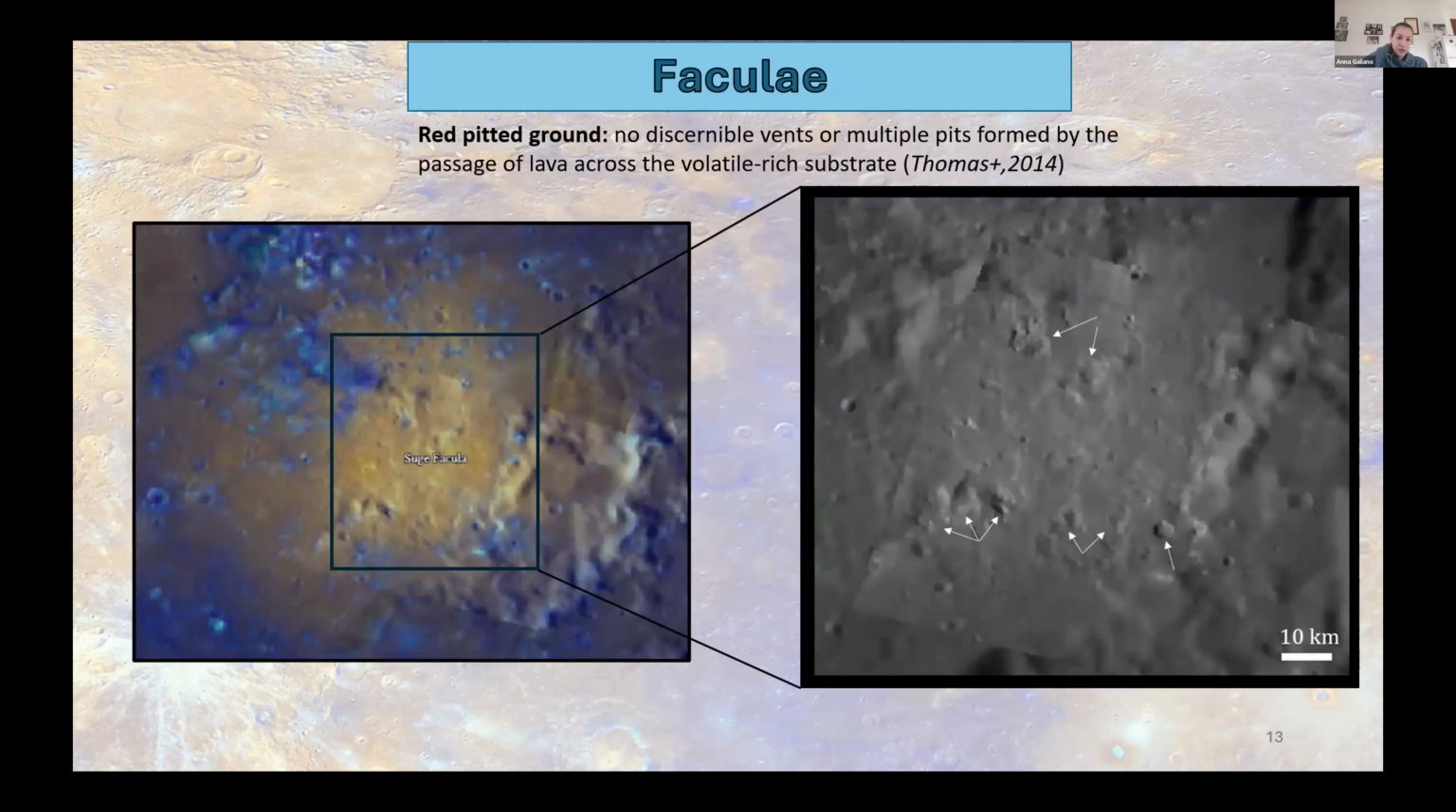Then I will spend a few words on the red-pitted ground terrains. As said before, these do not have discernible vents, but this terrain is characterized by multiple pits, which sometimes are not distinguishable. They are probably formed by the passage of lava across a volatile-rich substrate. But the analysis of these terrains is still ongoing, and we have to understand in detail the formation of these terrains.